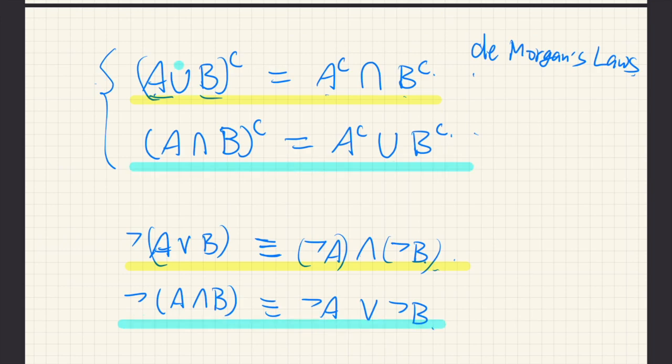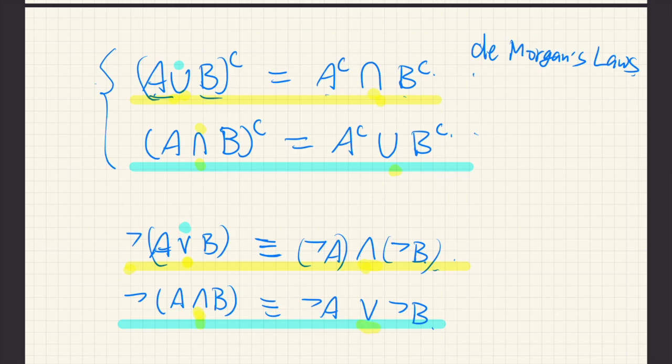So cup corresponds to logical OR, and cap corresponds to logical AND. So if we take complement, cup becomes cap, and cap becomes cup. And if we negate the logical statement, OR becomes AND, and AND becomes OR. Okay.